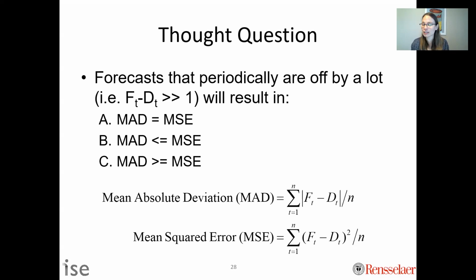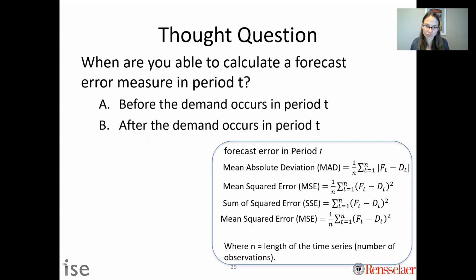So we'll see in most of what we do in this class, we will set our forecasting parameters using MSE, or using sum of squared errors, which is related to MSE.